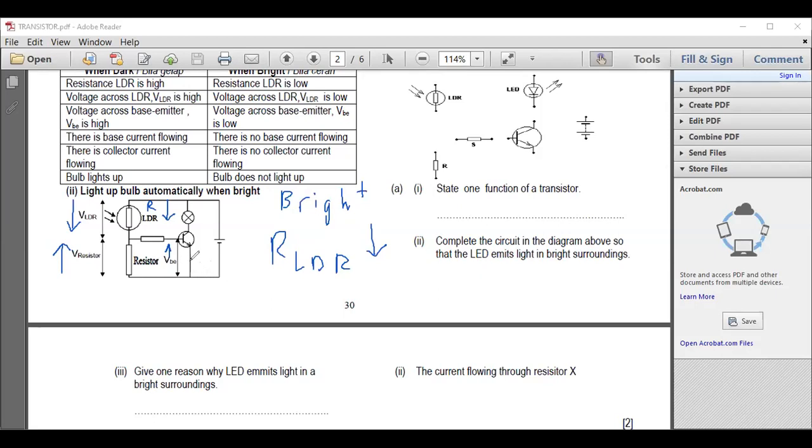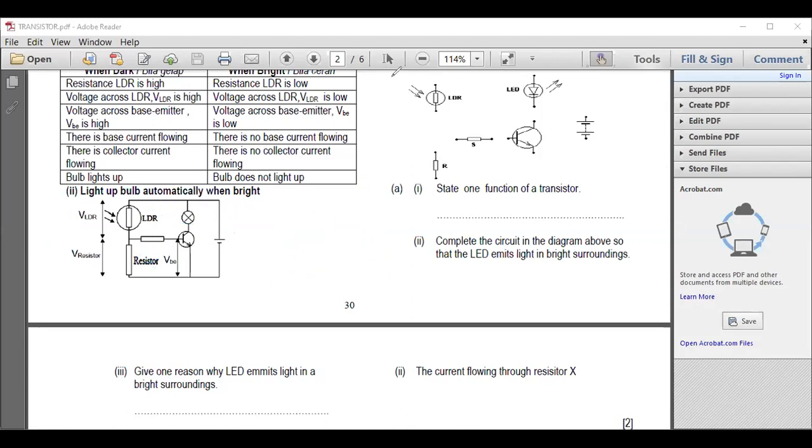That means it's able to attract charges to your base. So more charges can go to the base, and more charges will go to the collector. So there will be base current now, so there will be IB and there will be IC. There'll be base current and collector current. The bulb will light up when bright.